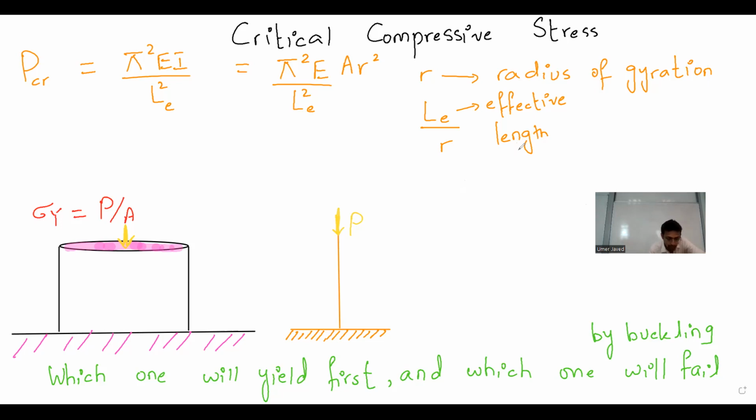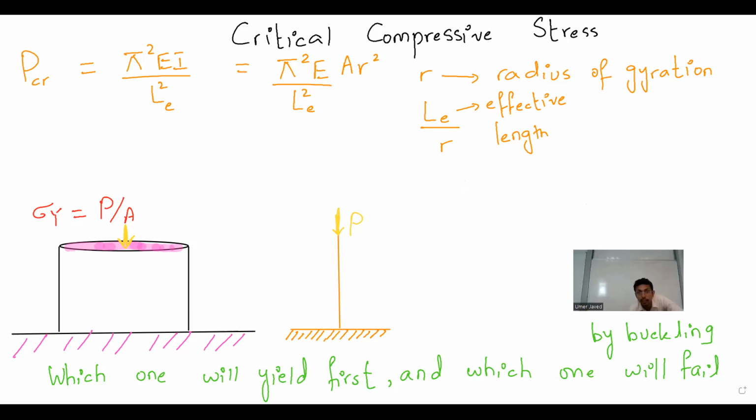R is the radius of gyration. You have already told me. What is LE over R? This is known as the slenderness ratio. You have to Google this in an Oxford dictionary to see the English. If we say someone is slender, so probably, let's say hypothetically, I am tall and I am thin, right? So that means I am slender. I think I'm saying the right English, but you have to Google it.